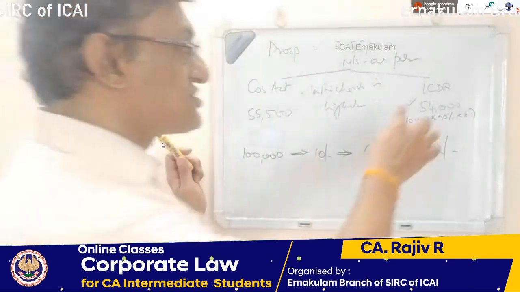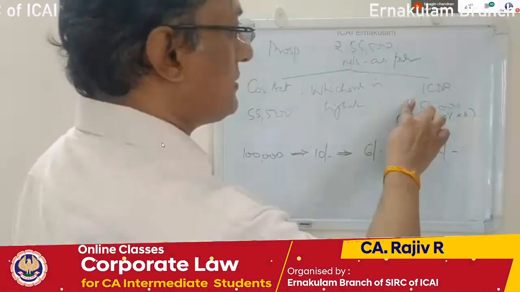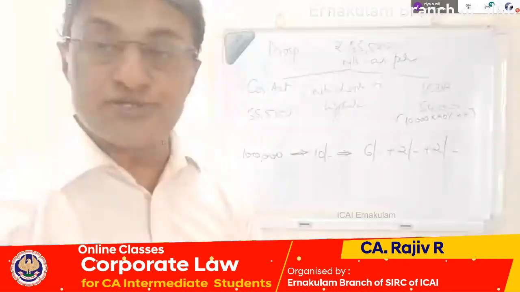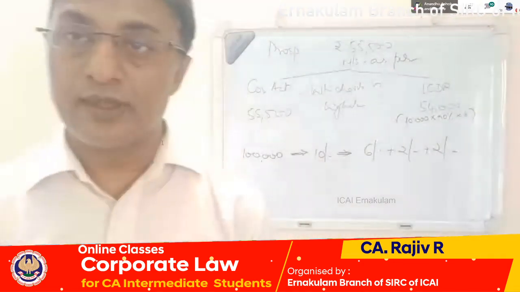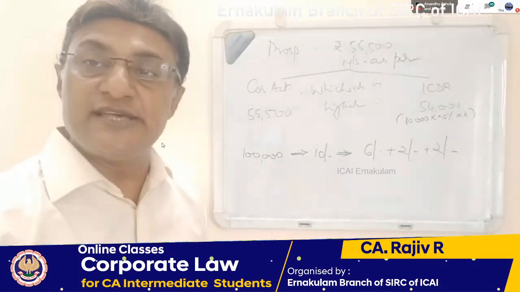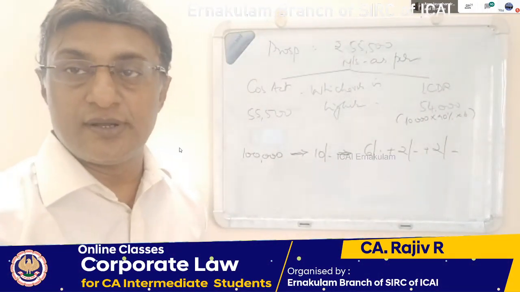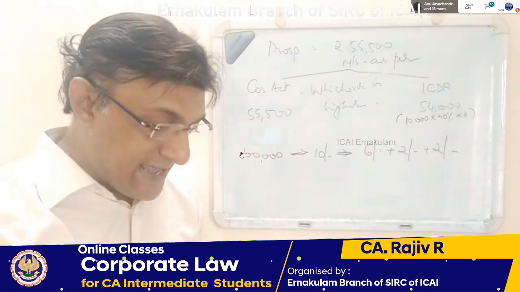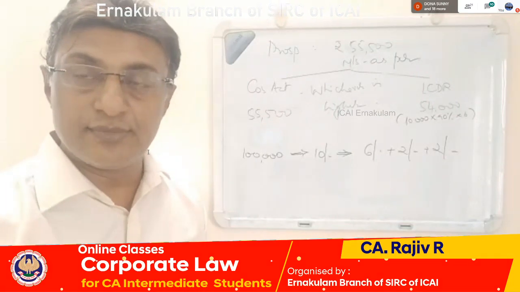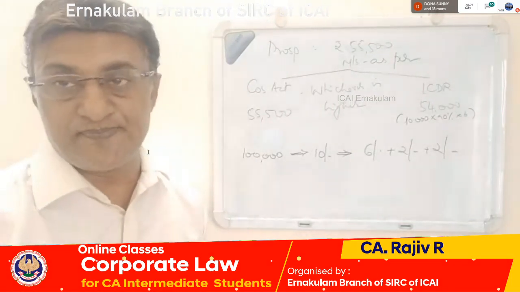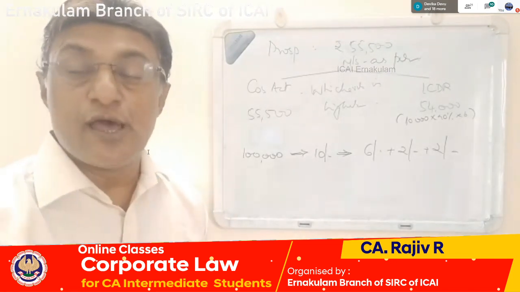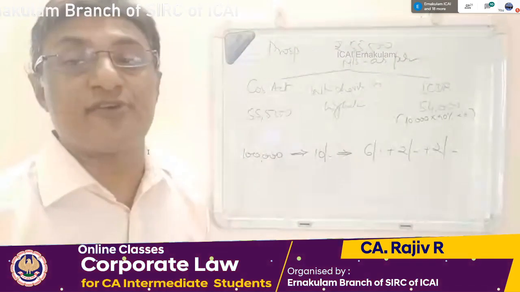Now I have changed my figures slightly to see if you can handle the new figures. Prospectus says 55,500 is the minimum subscription. That is, the promoters say, unless we receive 55,500, we can't proceed with this issue. We cannot proceed with this project or the commencement of commercial activity.